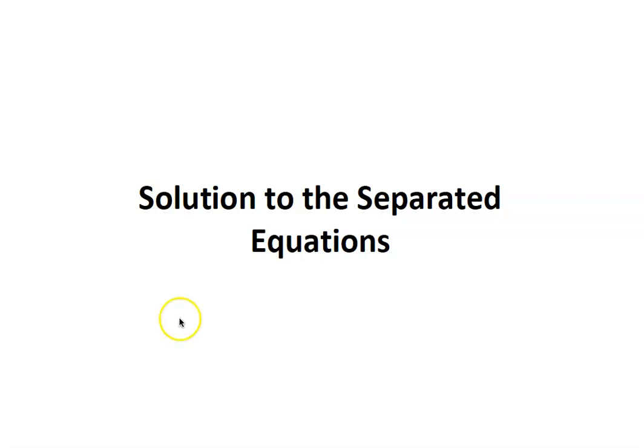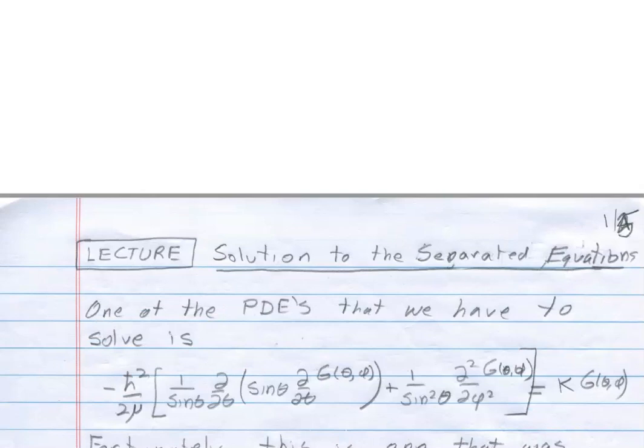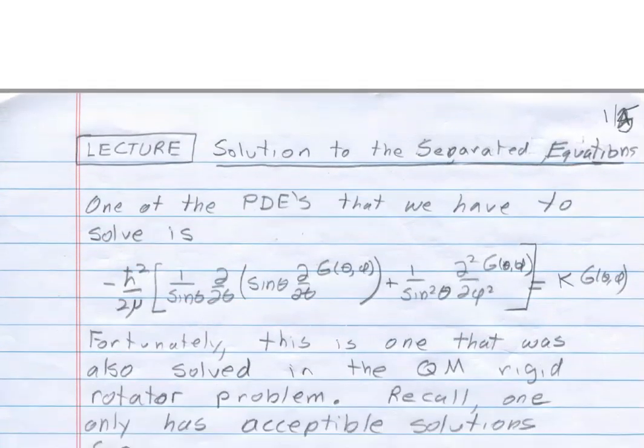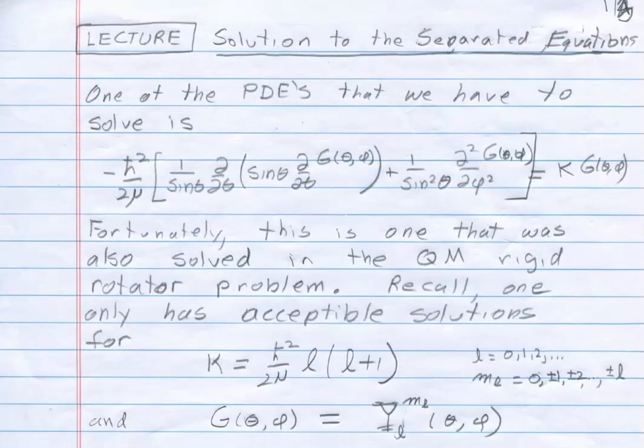This segment will talk about the solutions to our separated equations, and we'll rely heavily on some work that you've previously done. One of the equations in our separation of variables was this one. This was the angular part for the function g of theta and phi. And remember, there was a separation constant.